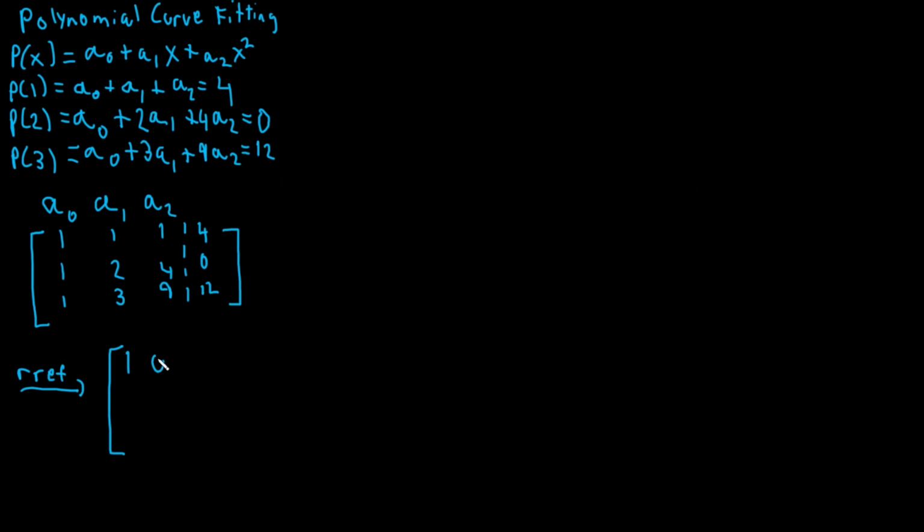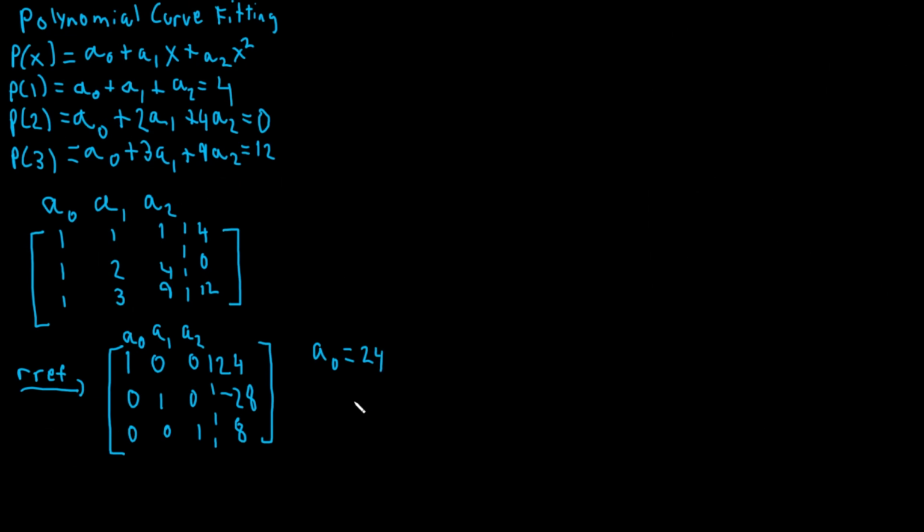The first row would be 1, 0, 0, with a0 equaling 24. The second row would be 0, 1, 0, with a1 being equal to negative 28. So I'm just going to write that down. And the last row would contain 0, 0, 1, and a2 would equal 8. So a0 is equal to 24, a1 is equal to negative 28, and a2 is equal to 8. So let me just write that down. a0 is equal to 24, a1 is equal to negative 28, and a2 is equal to 8.